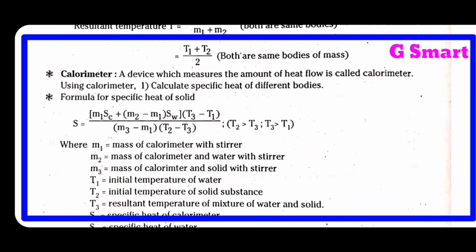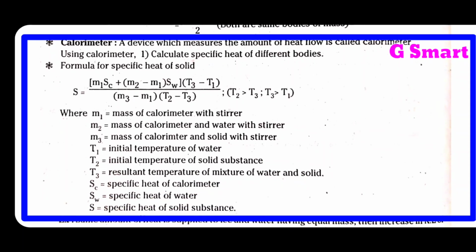Calorimeter. A device which measures the amount of heat flow is called a calorimeter. Using a calorimeter, we can calculate specific heat of different bodies. Formula for specific heat of solid: S, the specific heat of solid, is equal to (M1 SC plus (M2 minus M1) SW) times (T3 minus T1) by (M3 minus M1) times (T2 minus T3). Here T2 is greater than T3 and T3 is greater than T1, where T2 is the initial temperature of the solid.